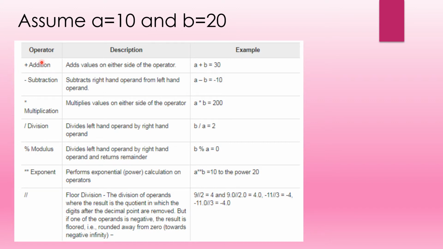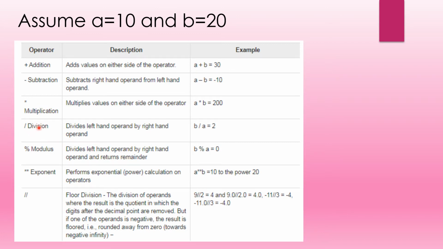First is the addition operator. It adds values on either side of the operator. Simple, a is 10 and b is 20, so 10 plus 20 is 30. Next is subtraction. This subtracts the right hand operand from the left hand operand. Next is multiplication. It multiplies two operands.